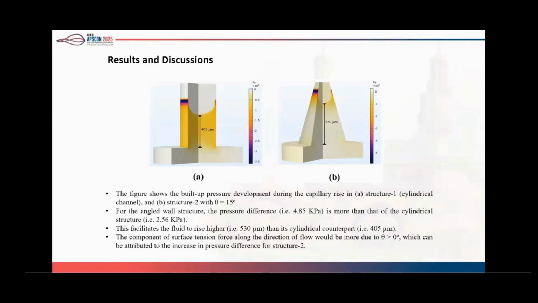So as the angle of the wall is increasing, the value of the component of the surface tension force along the direction of flow will increase, which means with greater force, greater pressure will come, and the fluid will go with more force, and the pressure will be increased further, and it will go to a bigger height. Here it is going up to 530 micrometer, when for the cylindrical one, it is going up to 405 micrometer.